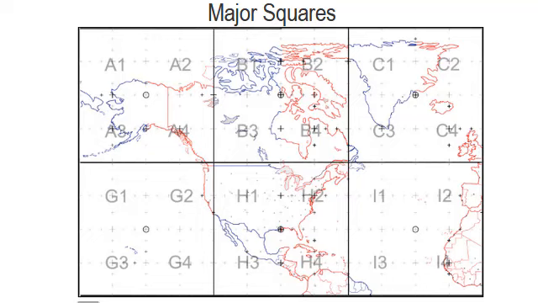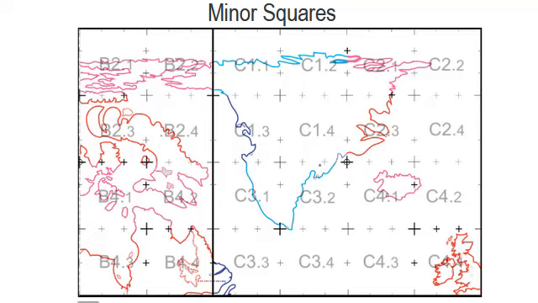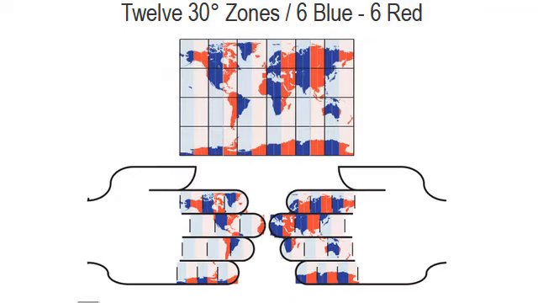Major squares are 90 degrees wide. Each major square is similarly divided into 4 minor squares. Minor squares are 15 degrees wide. The Earth rotates 15 degrees every hour. 24 hours times 15 degrees per hour is 360 degrees. Primary squares are divided into blue and red zones. Associating an area with blue or red will help you to remember which half of a segment the area occupies.